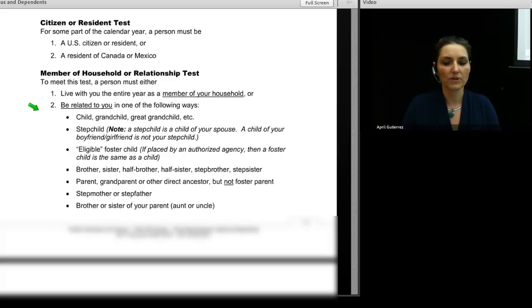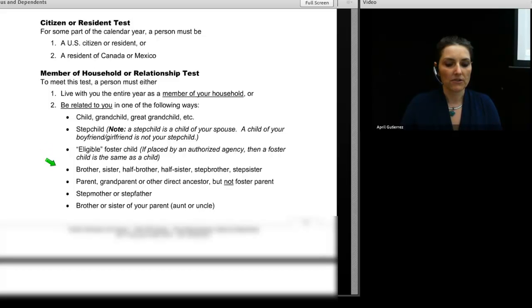or be related to you in one of the following ways: child, grandchild, great-grandchild, etc. Stepchild. Remember, a stepchild is a child of your spouse. A child of your boyfriend or girlfriend is not your stepchild. Eligible foster child. If placed by an authorized agency, then a foster child is the same as a child except for qualifying you for the qualifying widow or widower filing status. And for every other test I can think of, a foster child is the same as your child as long as they were placed with you by an authorized agency.